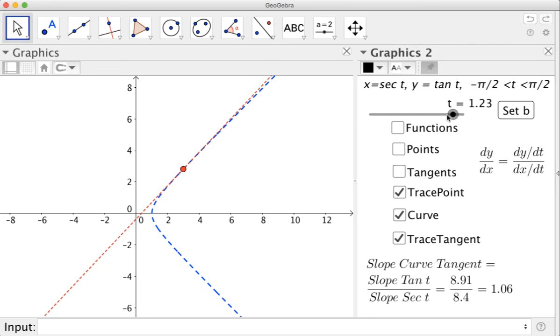So that algebraically would be how we're figuring out how to find the slope of the tangent line here, or in other words, the derivative. But we can also just think about it as the slope of one tangent line divided by the slope of another tangent line.